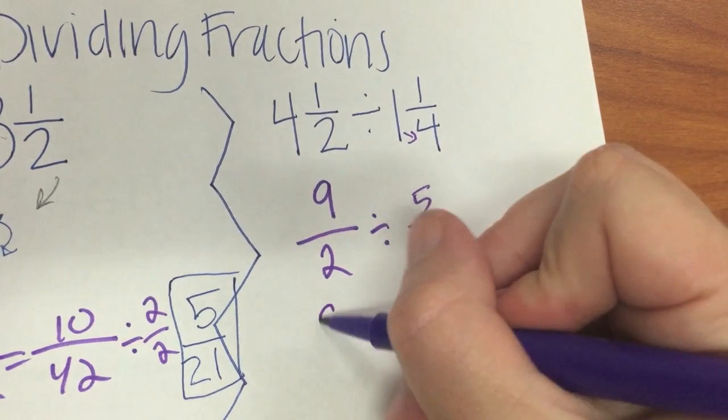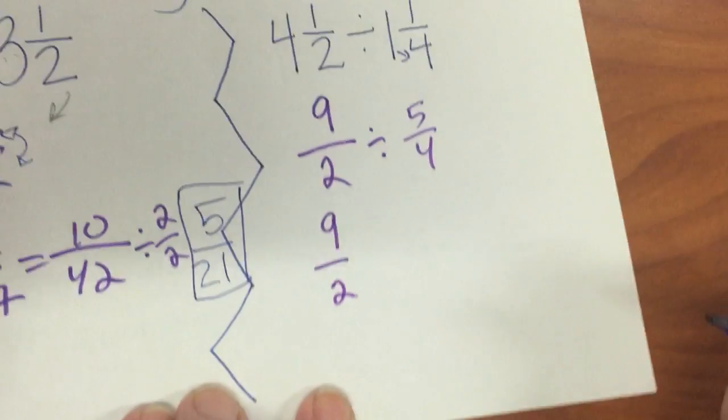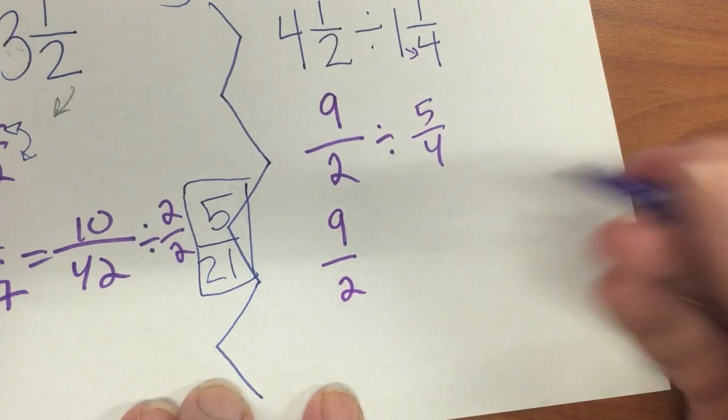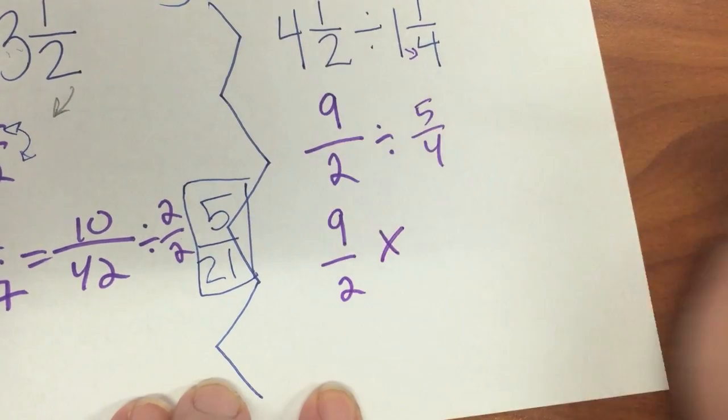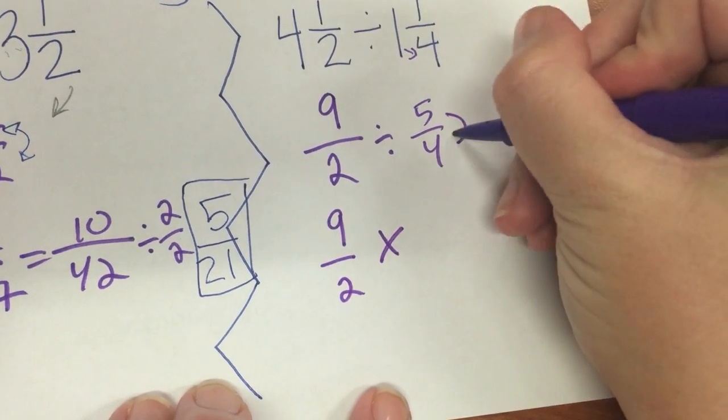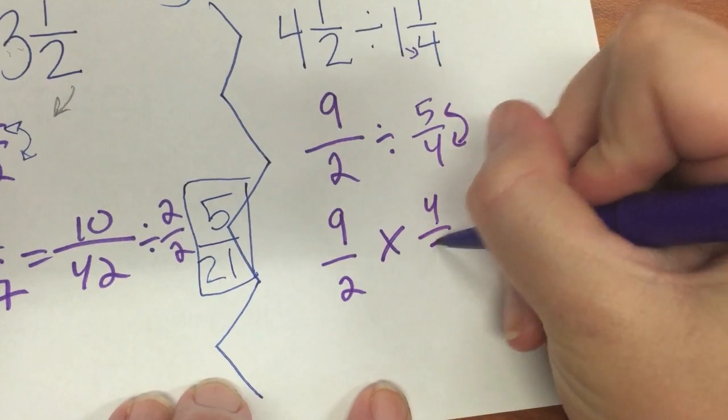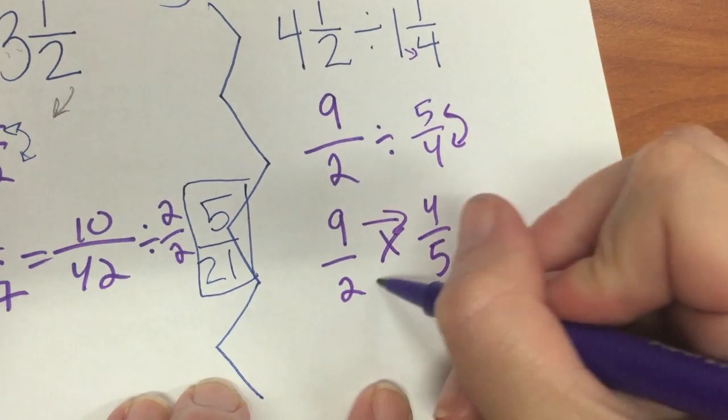Okay, here we go. What happens to the first fraction? It stays the same. Then we change the division to multiplication, and we flip-flop the second fraction.